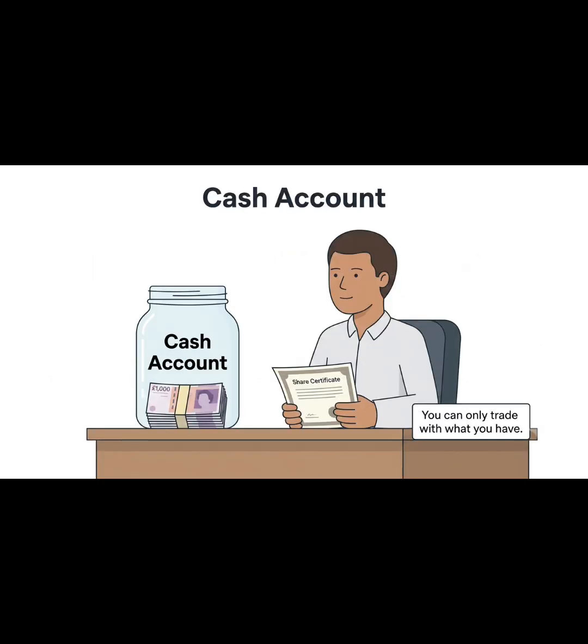A cash account is exactly what it sounds like. You can only trade with money you actually have. If you have £1,000 in the account, you can buy £1,000 worth of stock. No more. Simple. And it has a built-in ceiling on how much damage a bad trade can do, because the ceiling is your own cash.